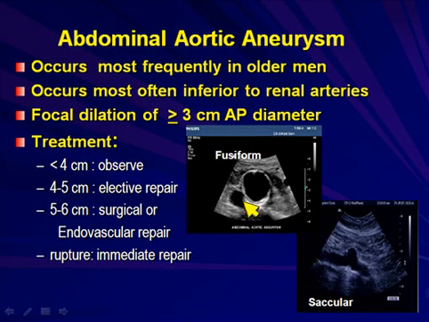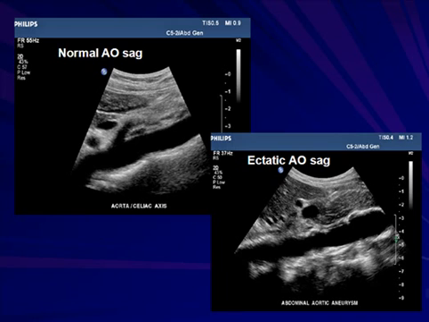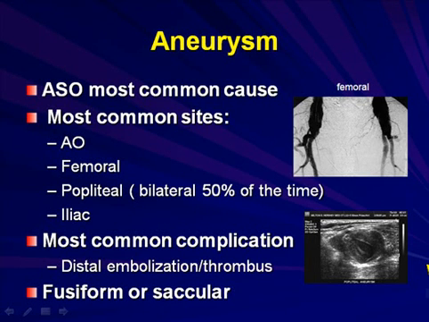Aneurysms are usually in 2 forms, either fusiform or saccular. Fusiform aneurysms are fairly easy to turn and get into an orthogonal or perpendicular plane and measure. Saccular are a little more difficult, and sometimes it requires the plane of either the sagittal or the transverse to accurately measure those. Here's normal aorta. You can see the walls are nice. There's no ectasia associated with this, as opposed to this image in which there's aortic ectasia as well as the dilation in the distal aorta.